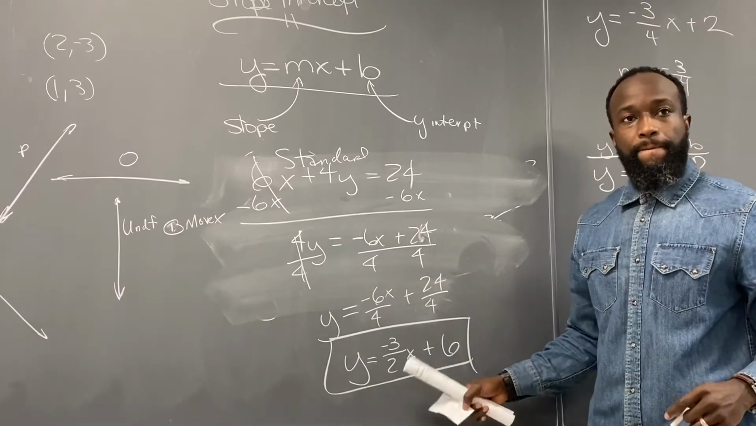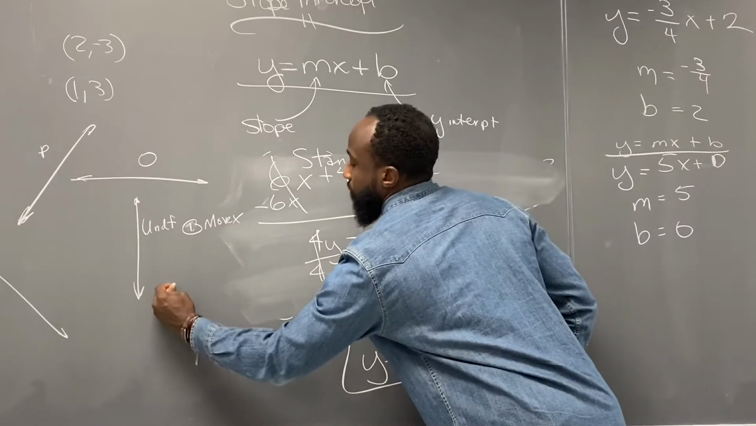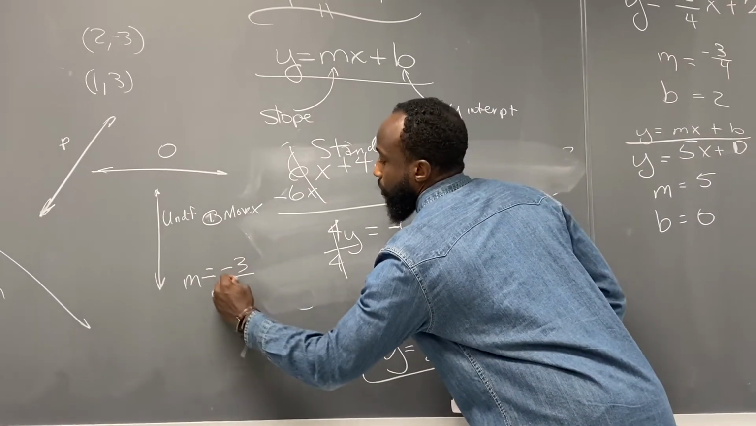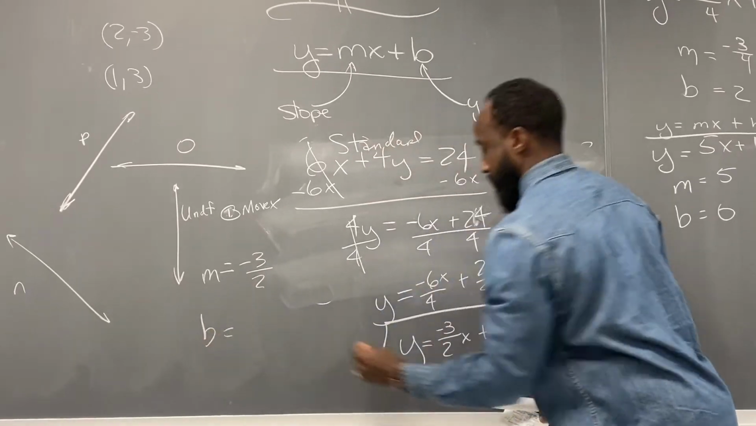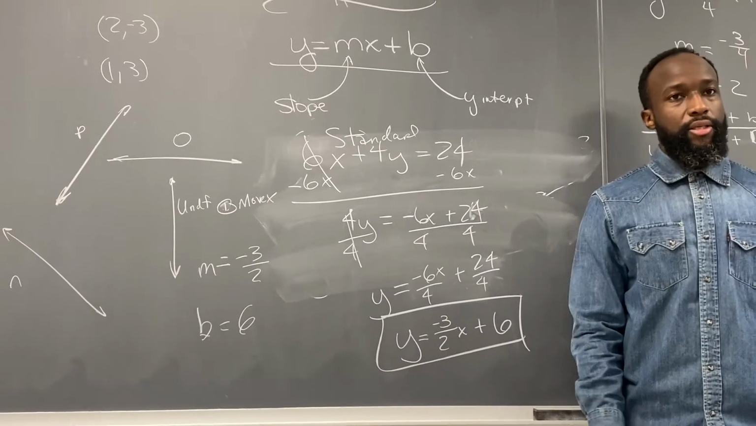Now that it's in slope-intercept form, tell me what m is. What's the slope? Negative 3 over 2. And what's the y-intercept? 6. Good. The y-intercept is 6.